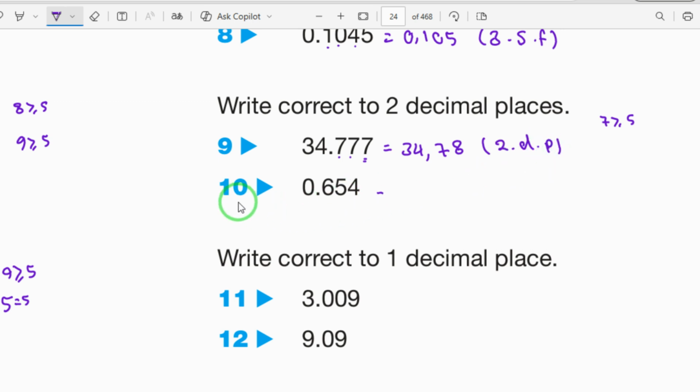Question number 10. We count from left to right as well, 1, 2 decimal places, and we face 4. 4 is smaller than 5, so we directly ignore it, and it's equal to 0.65. It's corrected to 2 decimal places.